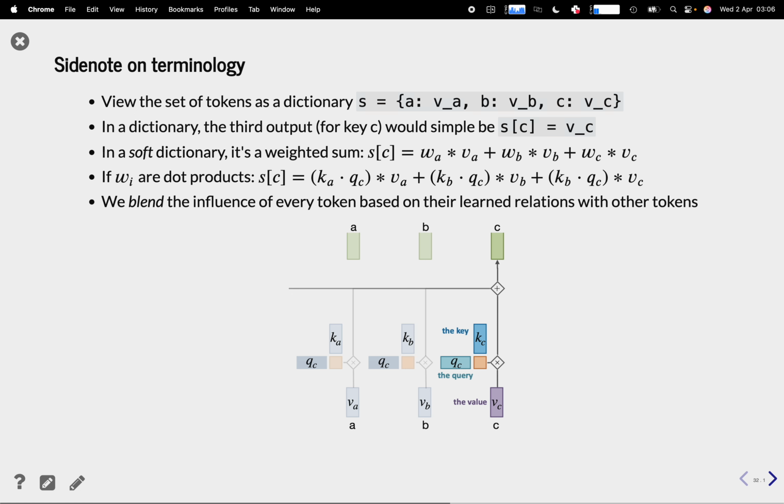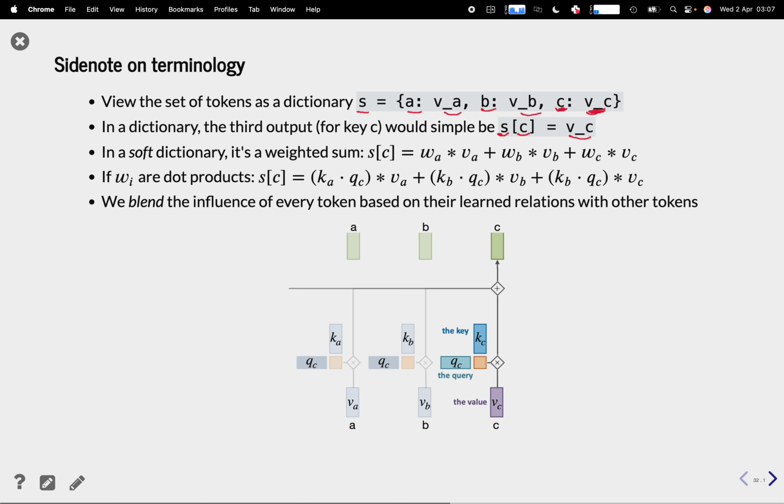To illustrate that, first let me explain where this terminology comes from. The words key, query, and value, as you may remember, come from the world of dictionaries. Imagine you have a dictionary S with keys A, B, and C, and values VA, VB, and VC. Normally if you do a query, you would have dictionary S, a query C, and the answer to the query will be the value corresponding to the key C, right?